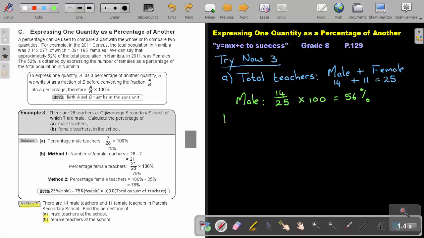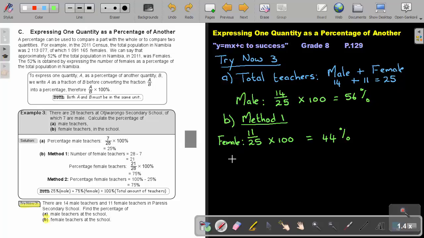So in number B, if I want to find the percentage of female teachers, let's look at the first method. The first method is I will take the number of female teachers, which is 11 out of 25. So this is just the female, and I will times with 100. And that will give me 44%.